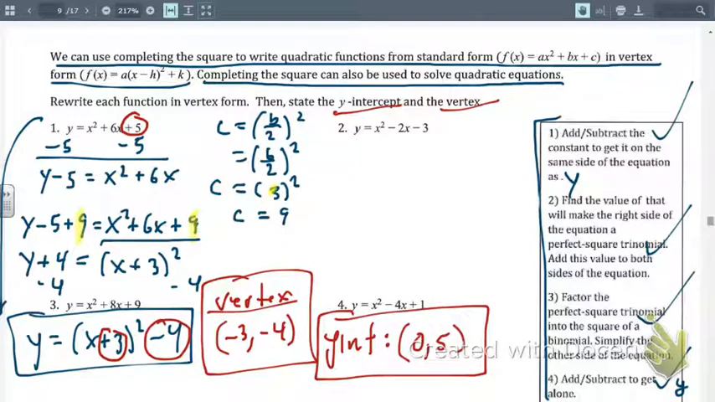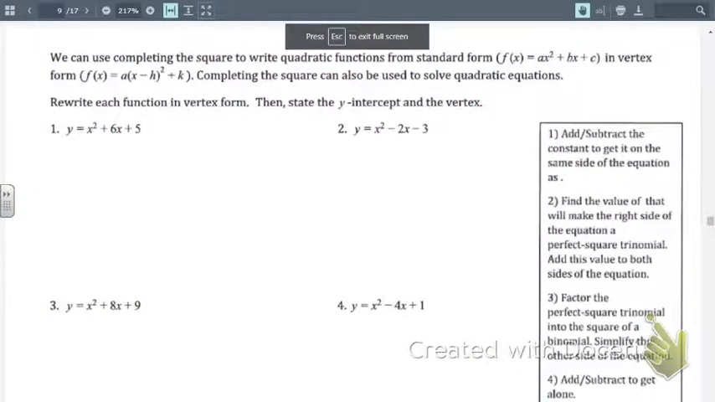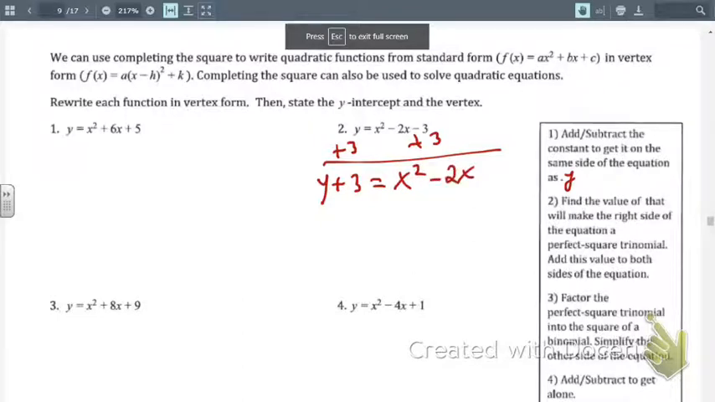Alright, so that's the first one. We're going to do another one. So let me erase this. Alright, let's go to number 2. Following the same rules, we're going to add or subtract the constant to get it on the same side of the equation as our y. So we have y plus 3 equals x squared minus 2x.